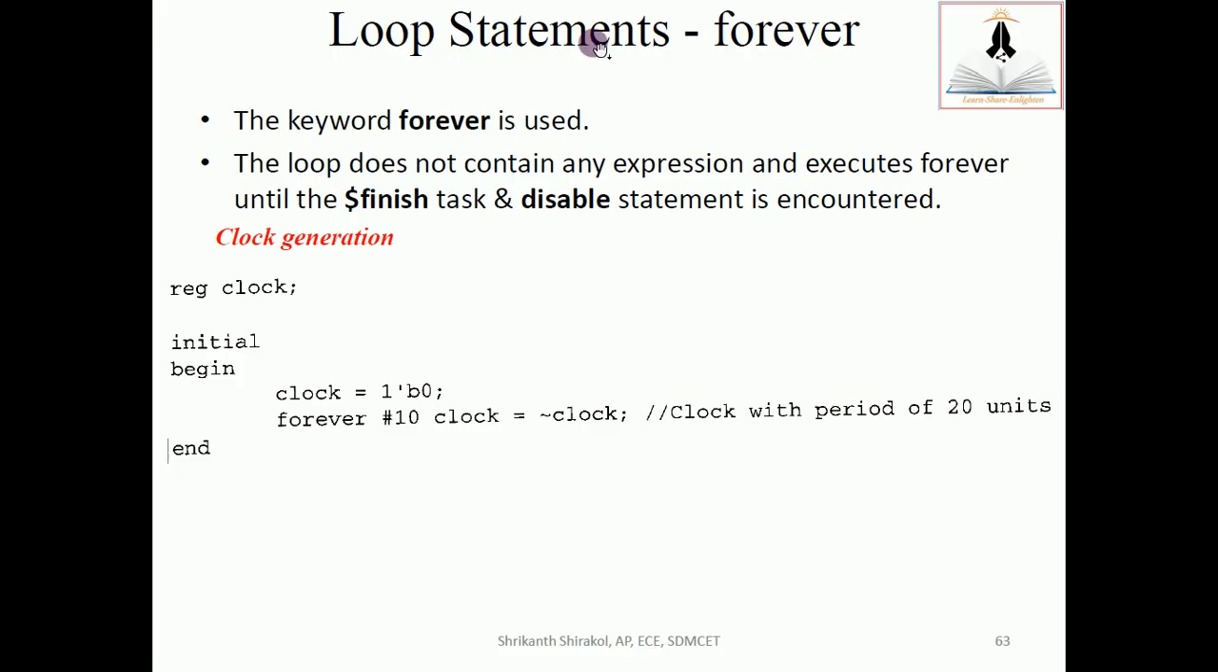The next and last loop statement in Verilog is forever. The keyword forever is used. The loop does not contain any expression and executes forever until the task is finished. Let me repeat: this loop does not contain any expression, as in the case of repeat. But the difference between the repeat statement and the forever statement is that repeat executes a specified number of times, whereas forever executes until it encounters the system task $finish, or a disable statement if specified. Disable is a special kind of statement. You can use either disable or $finish in order to end the simulation of forever.